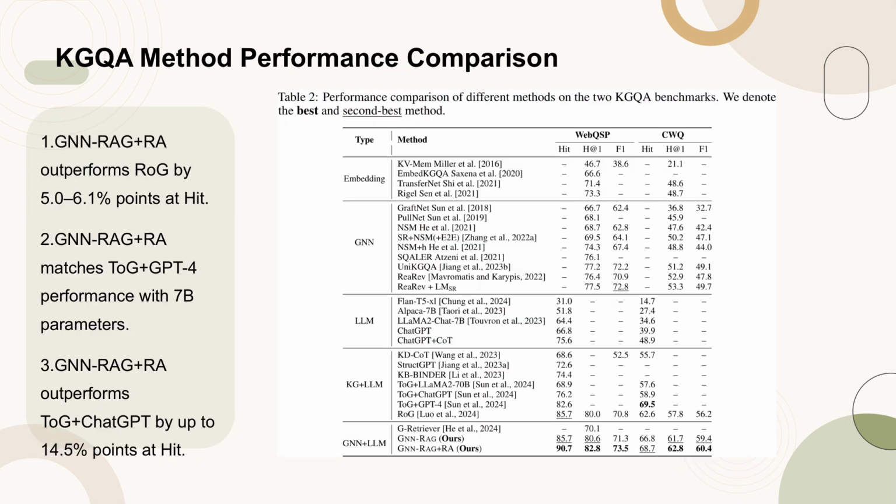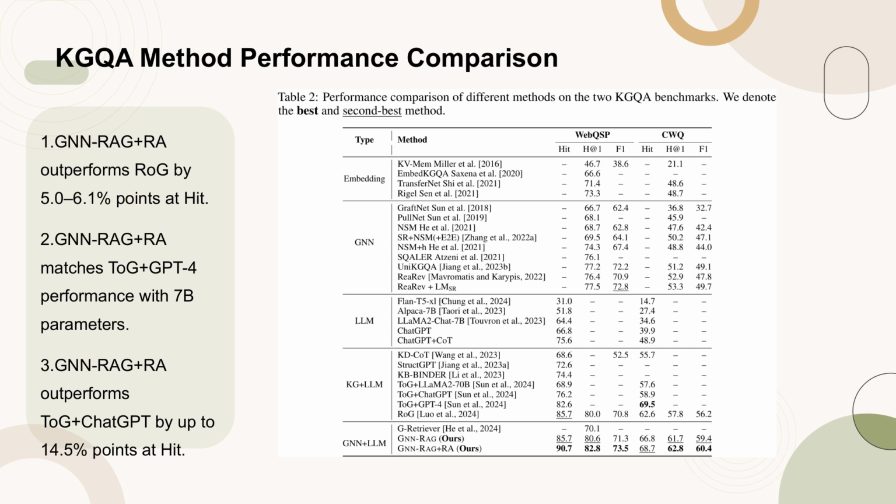Table 2 presents a performance comparison of various methods on two knowledge graph question answering, KGQA, benchmarks. The table highlights that GNN-RAG plus RA achieves superior results, outperforming RAG by 5.0 to 6.1 percentage points in hit metrics. This method also matches the performance of TOG plus GPT-4, despite using an LLM with only 7B parameters. Additionally, GNN-RAG plus RA surpasses TOG plus ChatGPT by up to 14.5 percentage points in hit, and it outperforms the best-performing GNN by 5.3 to 9.5 percentage points in hits at 1 and by 0.7 to 10.7 percentage points in F1 metrics.